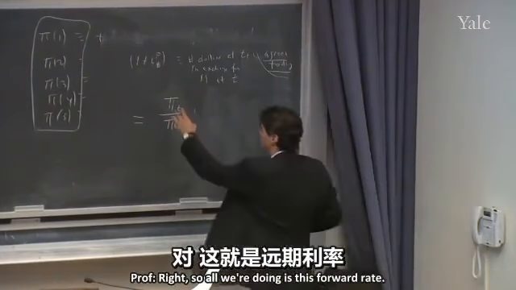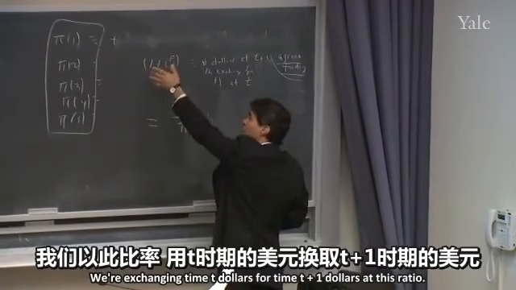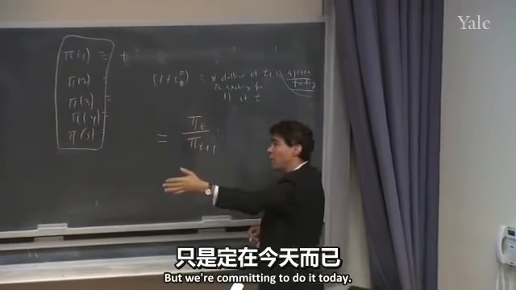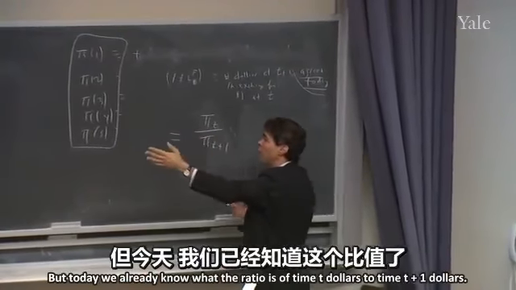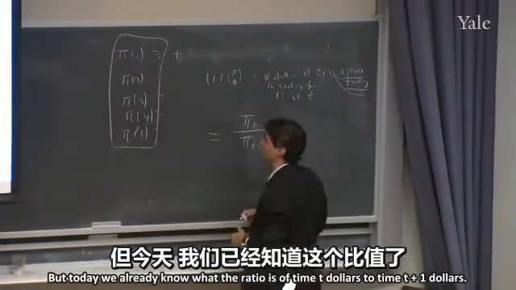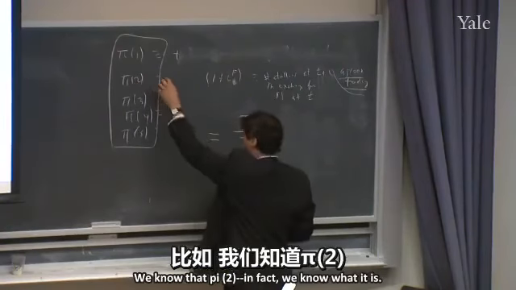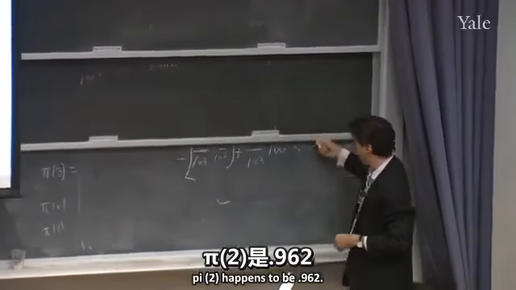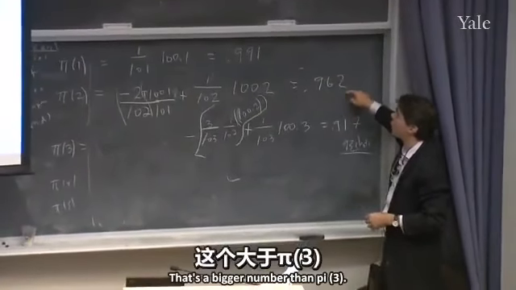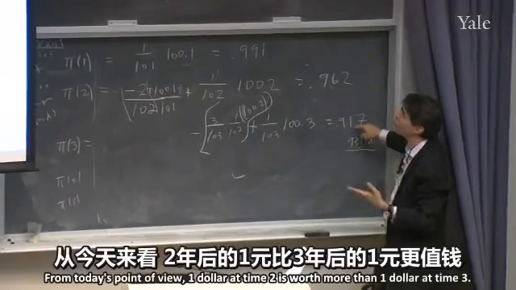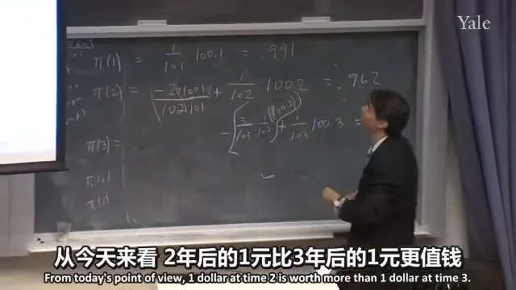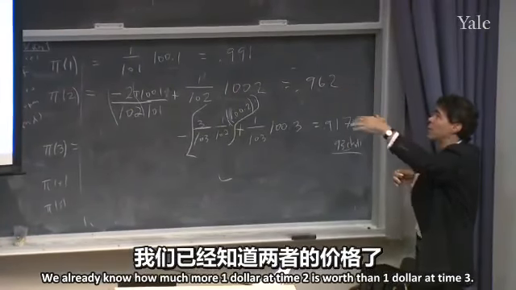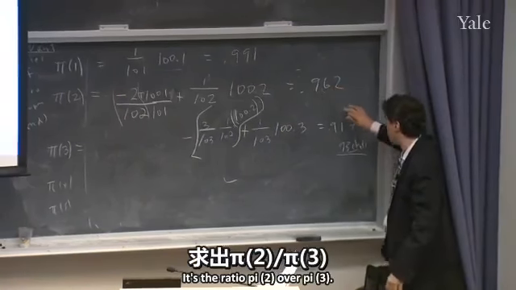Right. So all we're doing with this forward rate is exchanging time t dollars for time t plus 1 dollars at this ratio. But we're committing to do it today. And today we already know what the ratio is of time t dollars to time t plus 1 dollars. We know that pi 2 happens to be .962. That's a bigger number than pi 3. From today's point of view, $1 at time 2 is worth more than $1 at time 3. We already know how much more $1 at time 2 is worth than $1 at time 3. It's the ratio, pi 2 over pi 3.